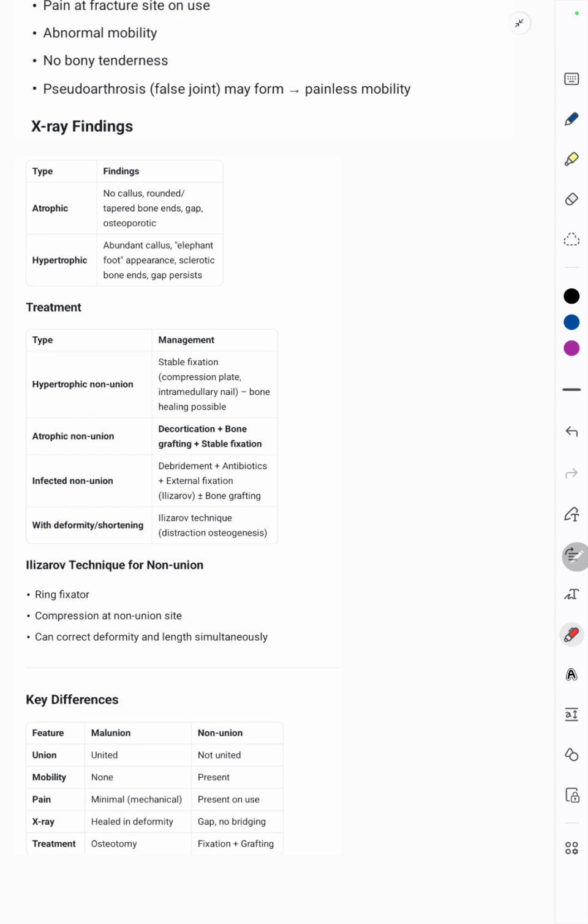And then if there is a deformity or shortening, then Ilizarov's technique is used, which is called distraction osteogenesis. Here the Ilizarov technique uses a ring fixator, there is compression at the non-union site, and it can correct the deformity and length simultaneously.